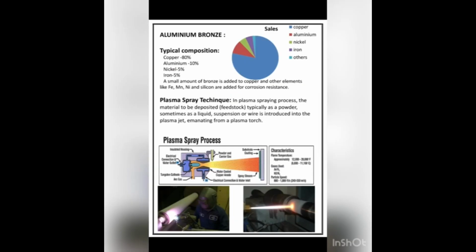Material analysis or testing of material is an experimental approach to investigate the mechanical behavior of materials. Herein, we are using aluminium bronze alloy as a material to be analyzed. Aluminium bronze belongs to the family of copper based alloys, offering a varied combination of mechanical and chemical properties. Its typical composition comprises of 80% of copper, 10% of aluminium, 5% of nickel, 5% of iron. It also contains small amount of bronze added to copper.